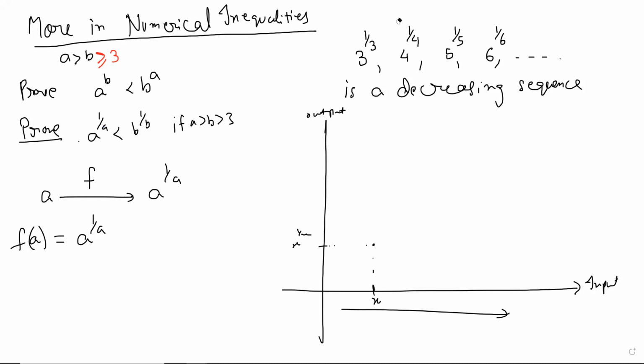If you draw this, or use a calculator or some online tool, you will see that after a certain number, which is roughly 2.7, this function starts decreasing. And it goes closer and closer to 1. You agree that this will always be more than 1, right? Any n to the power 1 by n is always more than 1. It never becomes less than 1, but it will go closer and closer to 1. You could see this graphically.